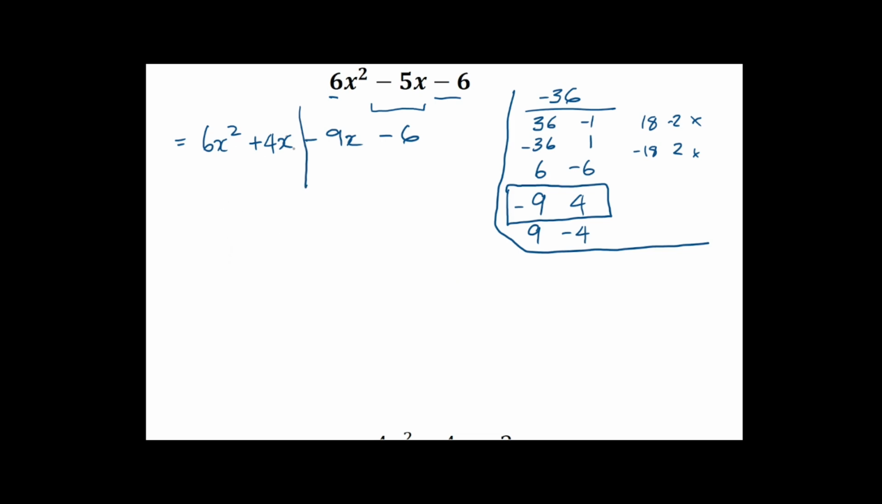So 6x squared and 4x, do they have anything in common? Yep, they've got 2x in common. So 2x times what gives us 6x squared? Well, 2 times 3x is 6x squared. 2 times what gives us 4x? Well, it's positive 2. Okay, now let's factorize the other side. Is there a common factor there?